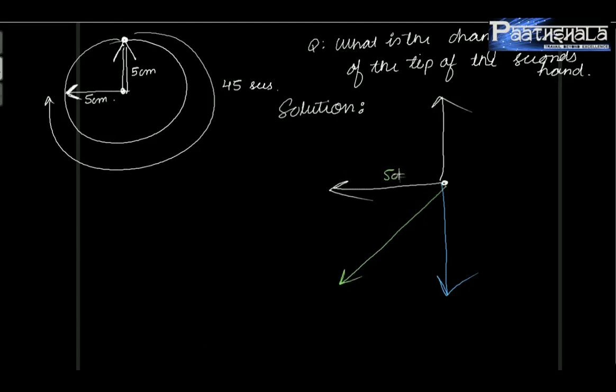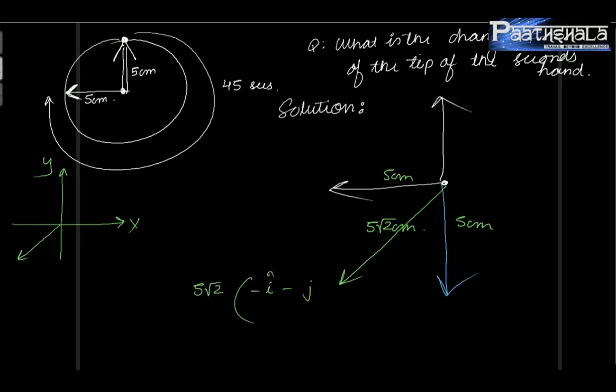So since this is 5 centimeter, this is 5 centimeter, this will be 5 root 2 centimeter. Okay, and if I set up an xy system over here, this is x and this is y, then this 5 root 2 is in the direction of minus x and minus y, right? Correct? Okay, so 5 root 2 in the direction of minus i hat minus j hat whole divided by root 2. Why am I dividing by root 2? To get a unit vector. So this is magnitude and this is direction.